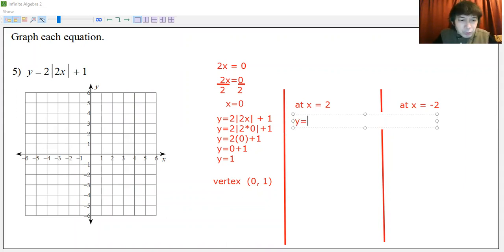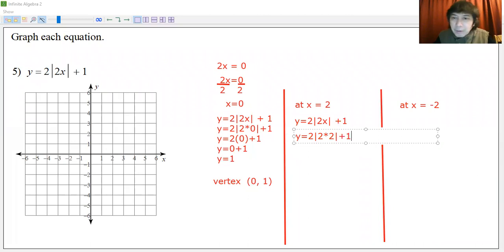Y is equal to 2 times the absolute value of 2x plus 1. We will now use positive 2 for x. So we have 2 times the absolute value of 2 times 2 plus 1. This looks like 2 times the absolute value of 4 plus 1, and this will result in something outside our graph. This looks like a 9.